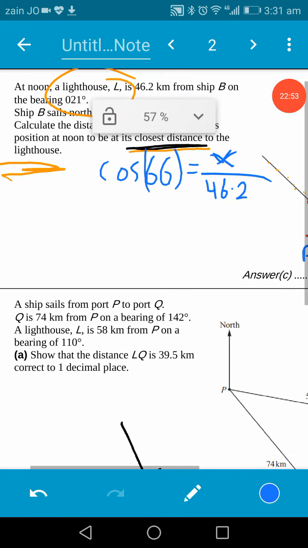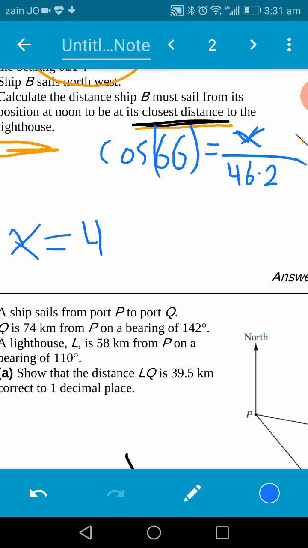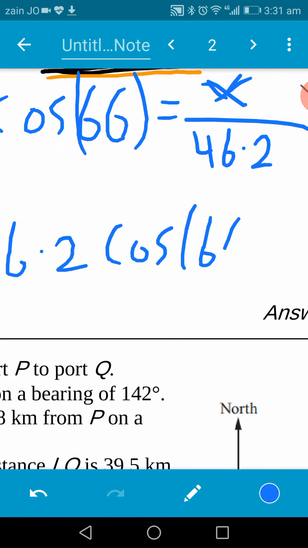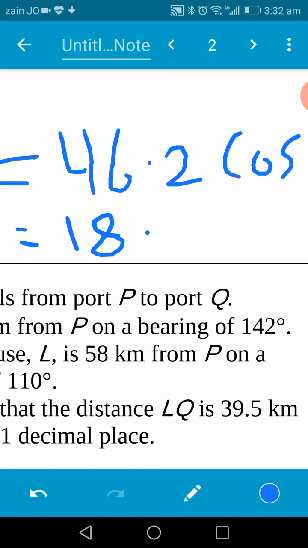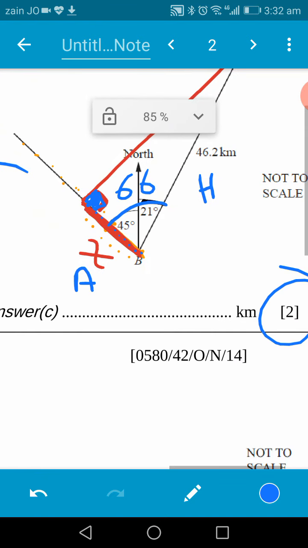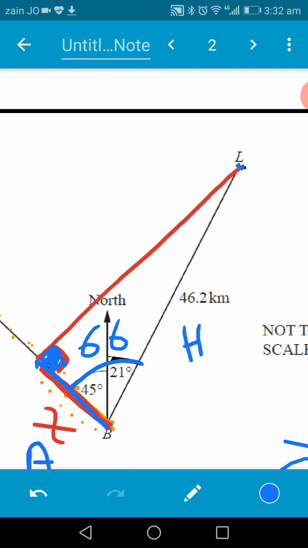So now x equals 46.2 times cosine 66. So this gives what? It gives 18.8. So this is the final answer. This is distance x. So the ship must sail 18.8 to be closest to point L.